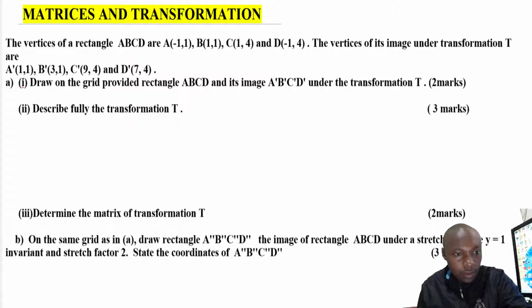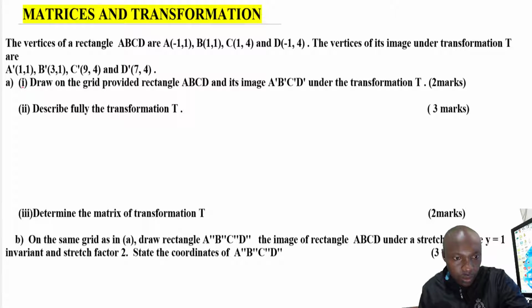Welcome to the lesson Matrices and Transformation. The question reads: the vertices of a rectangle ABCD are A(-1, 1), B(1, 1), C(1, 4), and D(-1, 4). Now the vertices of its image under transformation T are A'(1, 1), B'(3, 1), C'(9, 4), and D'(7, 4).